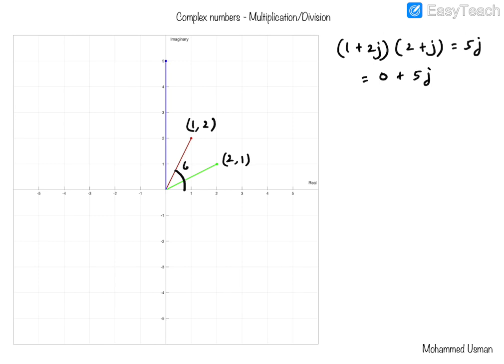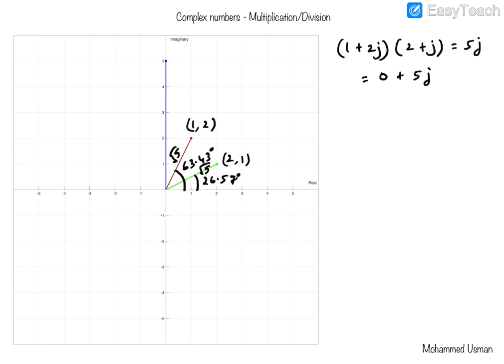Right? So 1 plus 2j has a certain angle with the positive real axis, and that angle is equal to 63.43 degrees. The angle of the second complex number with the positive real axis is 26.57 degrees. And the magnitudes of both are root 5. So the length of this is square root of 5, and so is the length of this. It is square root of 5. So we have these complex numbers.